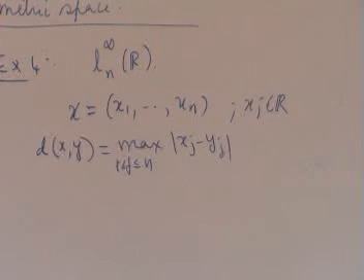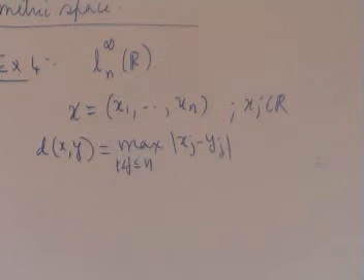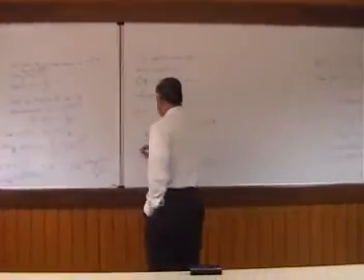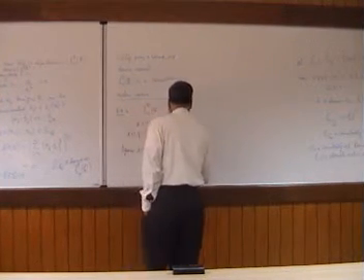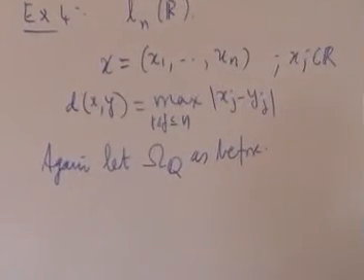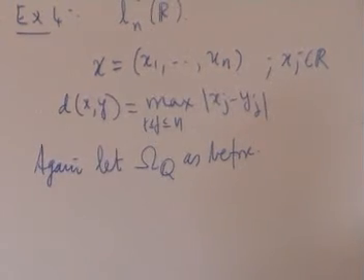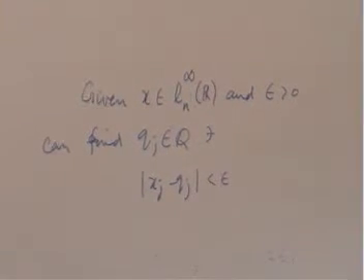Now it's very easy to see that this is still the dense set, because all I have to do is approximate each coordinate within epsilon. So the maximum will also be within epsilon, and we are done. Again, let omega q as before. Then given x in L infinity n r and epsilon positive, we can find qj in q such that the absolute value of xj minus qj is less than epsilon. Any real number can be approximated by a rational number within any accuracy you want. Now I am using the accuracy epsilon itself.